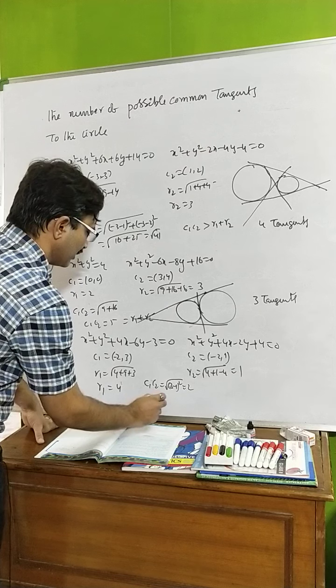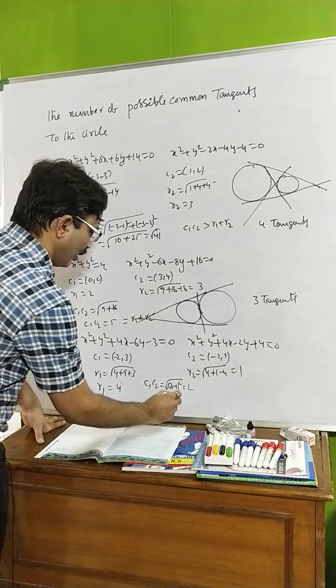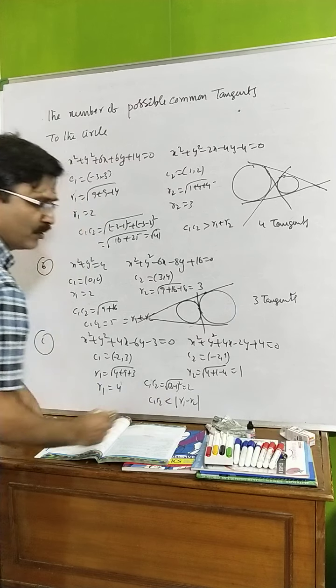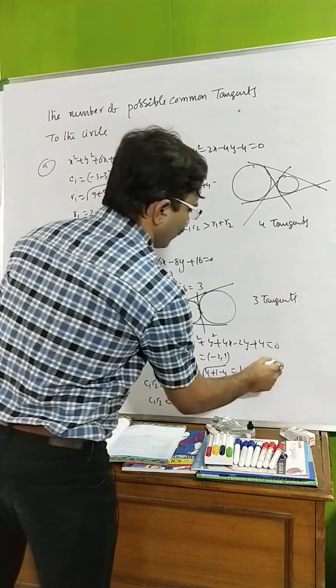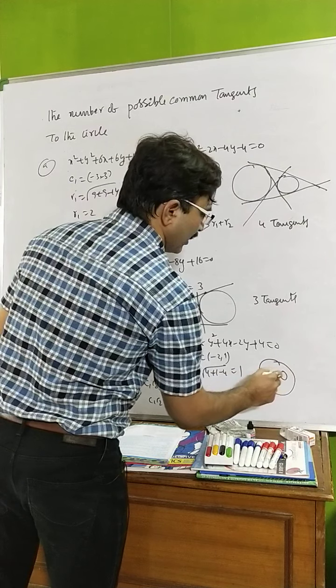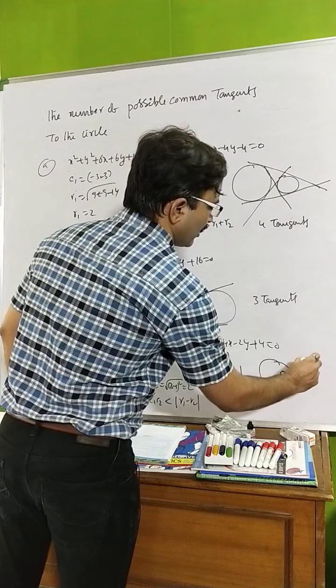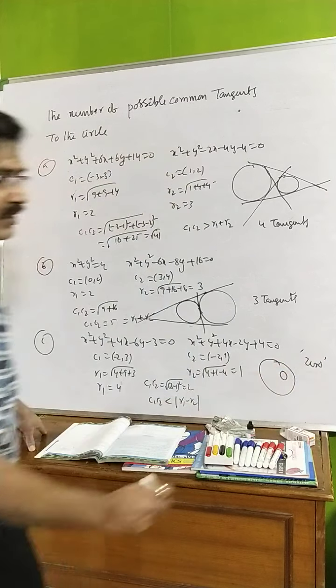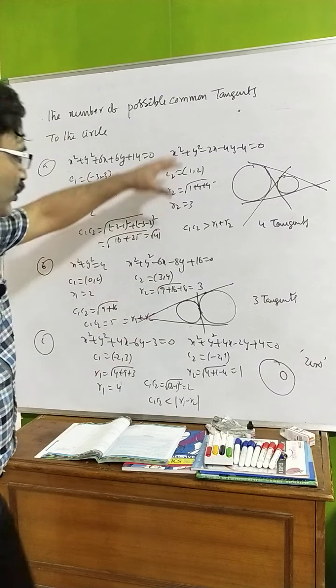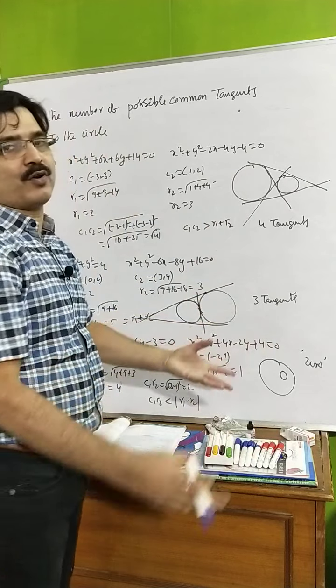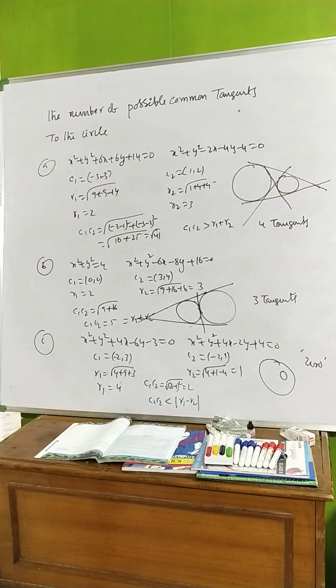C1C2 is definitely less than mod R1 minus R2. Mod R1 minus R2 means what? Completely one circle lies completely inside the other. So number of tangents are what? 0. Like this we can say the position of the circles as well as the number of common tangents; we can discuss in the same way.